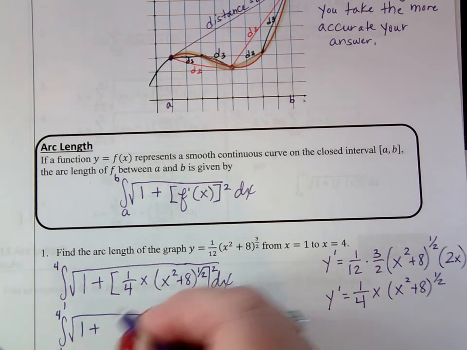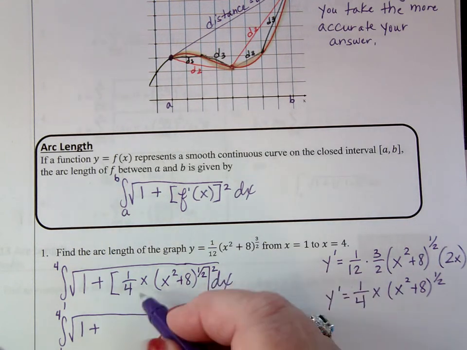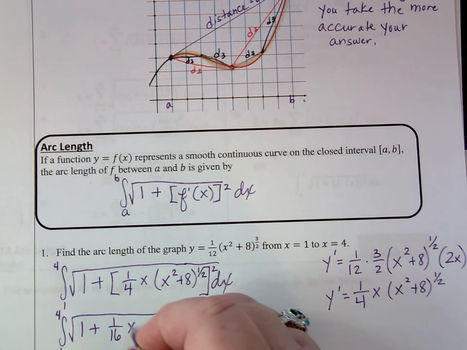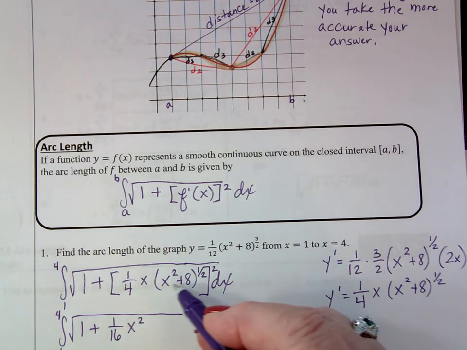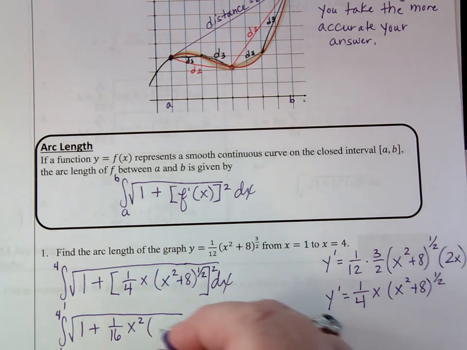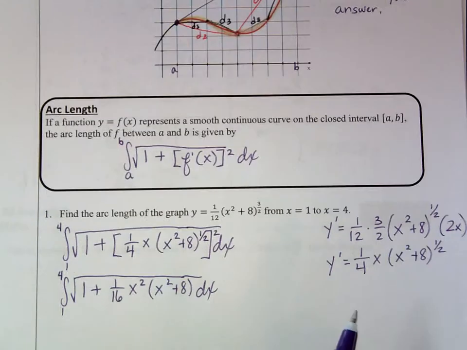1 plus x squared. Now remember, you're taking 1/4. You're going to make that 1/16 x squared. And then if I square this square root, it gets rid of the root. So now I've got x squared plus 8. So you see I just squared all the pieces because they're all being multiplied together. So I can just square each piece. That would be one equivalent form.